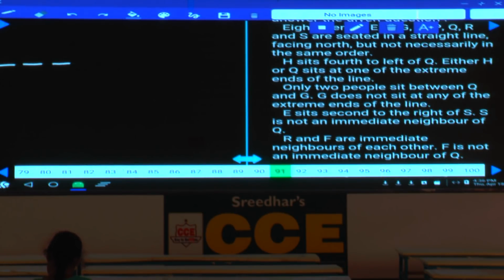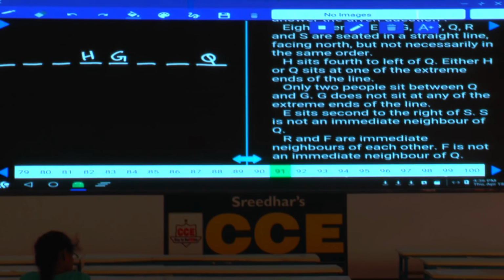1, 2, 3, 4, 5, 6, 7, 8. Now the first case is invalid, isn't it? Now we are left with only the second case. In the second case, Q is here. If Q is here, H sits 4th to the left of Q. And next one, either H or Q. Only 2 people between Q and G. G will be here. And G does not sit at any one of the extremes.